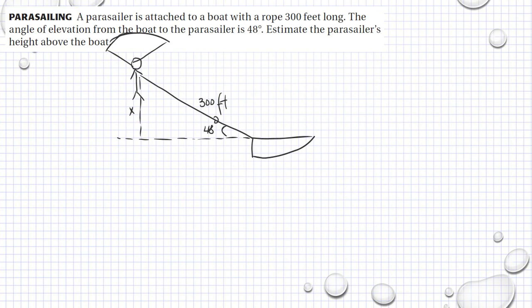So as you can see, we need an opposite side and hypotenuse. To solve this, we have to use sine 48 degrees, because the opposite side is x divided by the hypotenuse, that is 300. So we have x is equal to 300 times sine 48 degrees. And that is approximately... Find it with your calculator.